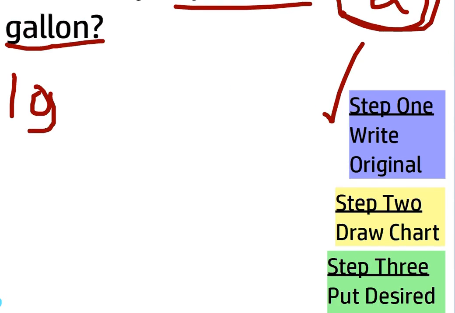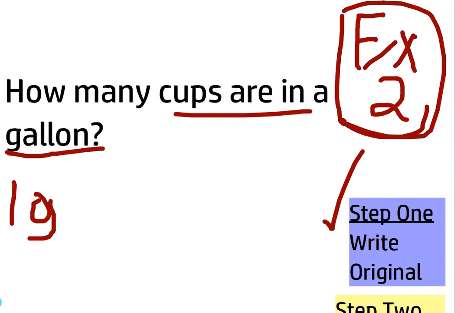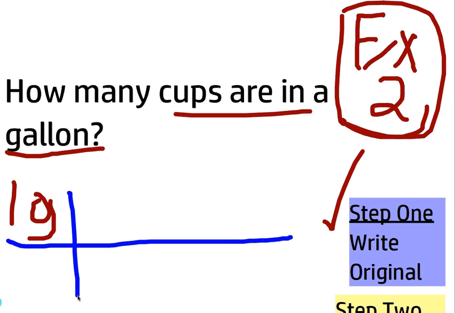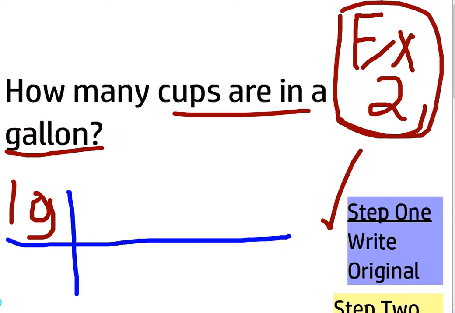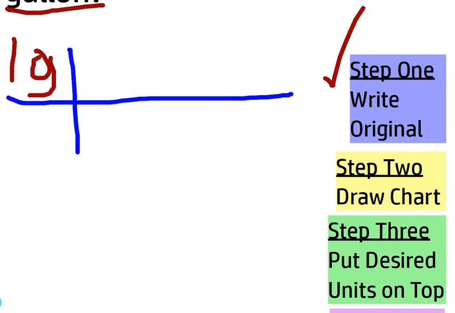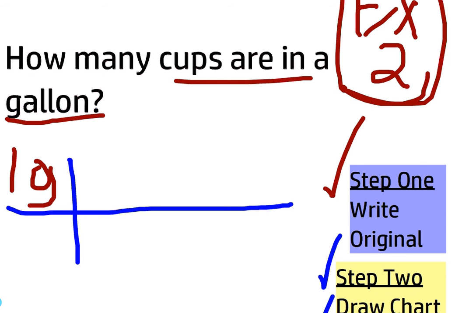The next step is to draw my chart like this. Okay. Then I'm going to put the units that I need to figure out on top. So we want my answer to be in cups. So I'll just write C for cups, because again, there's no other unit for what we're dealing with. Starts with C.